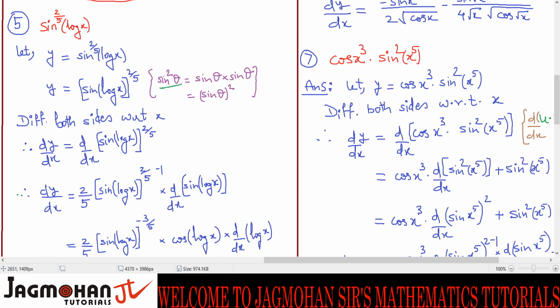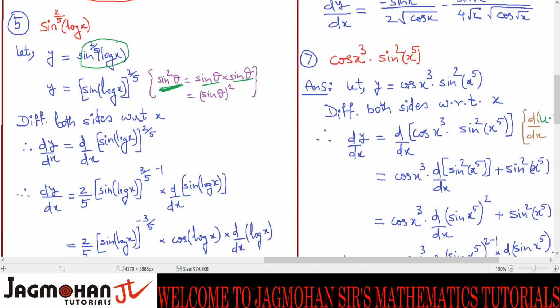See students, when you have sine square theta, you all know the way of writing it as sine square theta, but what it means is sine theta multiplied to sine theta, which is sine theta the whole square. So the same way, when I have the power of sine as 2 upon 5 and the variable is log of x, though we write it this way, actually what we mean is sine of log x the whole raised to 2 upon 5.